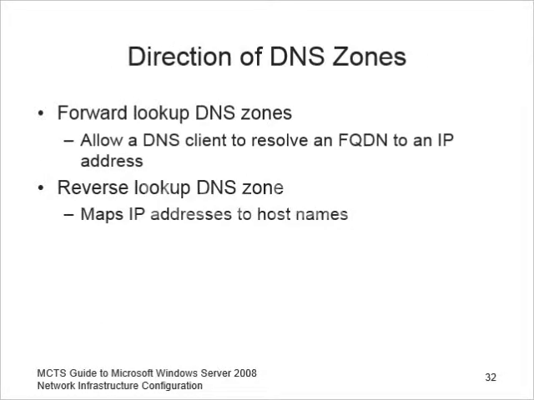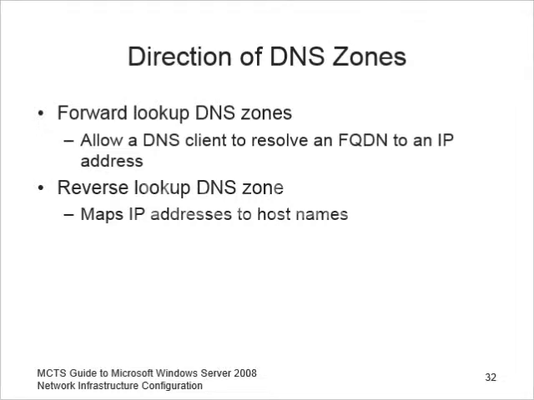DNS zones can perform two types of name resolution in two directions: forward lookups and reverse lookups. Forward lookup DNS zones allow DNS clients to resolve a fully qualified domain name to an IP address. These are the most commonly used DNS records on the internet and within private networks using DNS for name resolution. You must first create a forward lookup zone to hold the records, and next, you can create the records needed for the resolution.